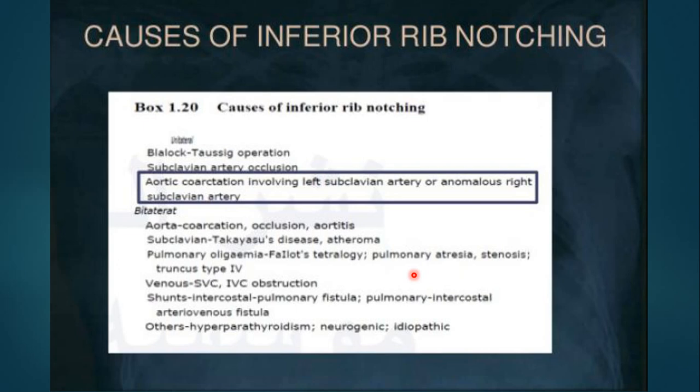Of course, we have a very good note from one of our residents that the postductal coarctation causes inferior rib notching that spares the first two ribs due to the different drainage of the vessels from the first two ribs. So the inferior rib notching will start from the third rib and downward.